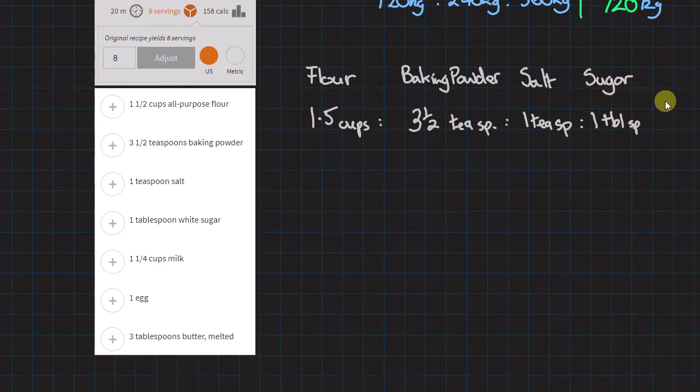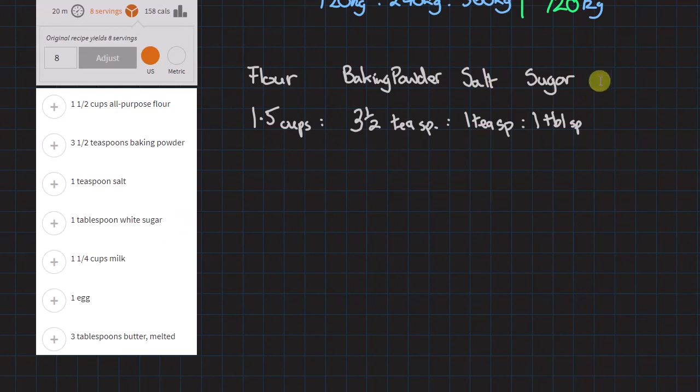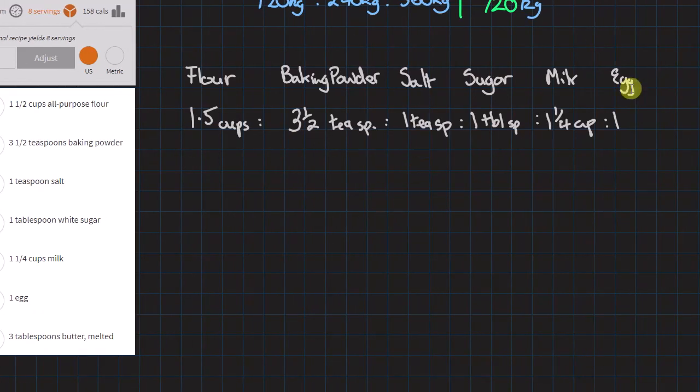One and a half cups of milk. 1 egg. And this tablespoon of butter melted, there's some form of oil. I'm not going to put it in here, but what is important is what this actually makes. What it actually makes is a total of 8 servings. So the total is what it makes.